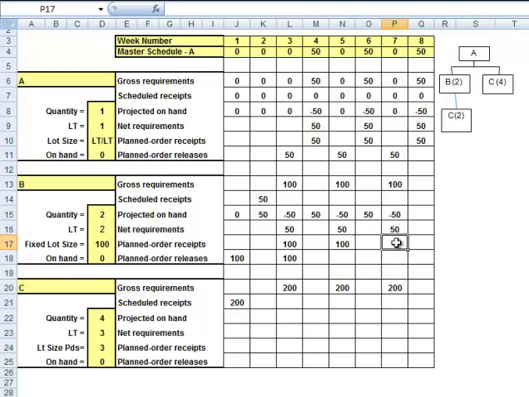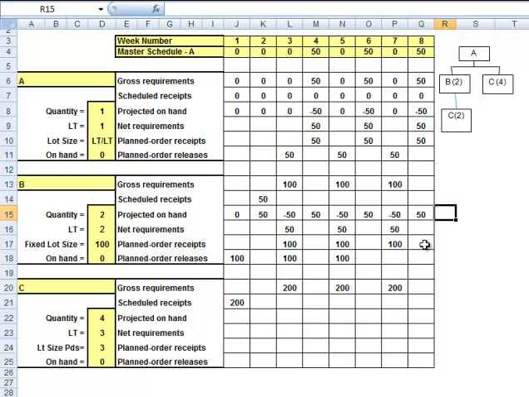Planned order quantity, fixed order quantity, 100. Always produce 100. When do they need to start? 2 time periods, backward schedule. And finally, in time period 8, I'm going to end having 50 left over. So now I have completed the planning for part B.